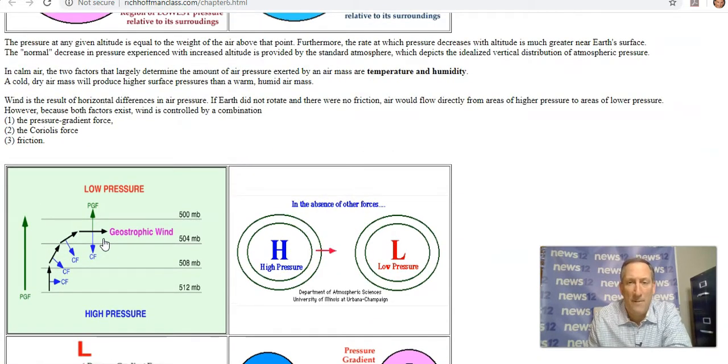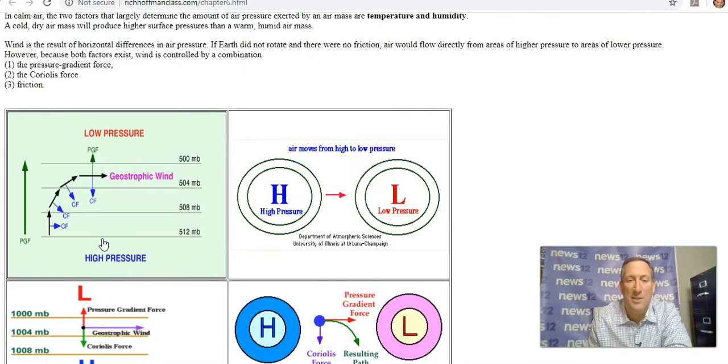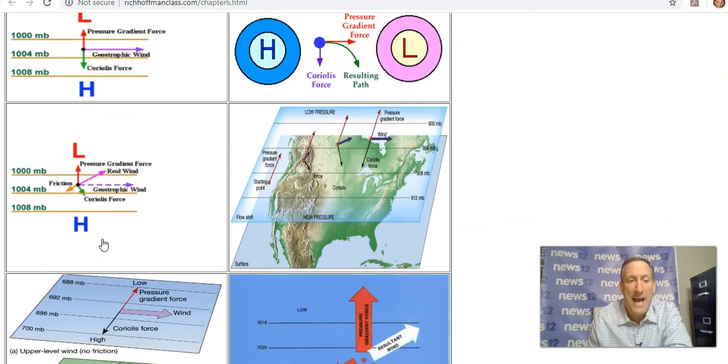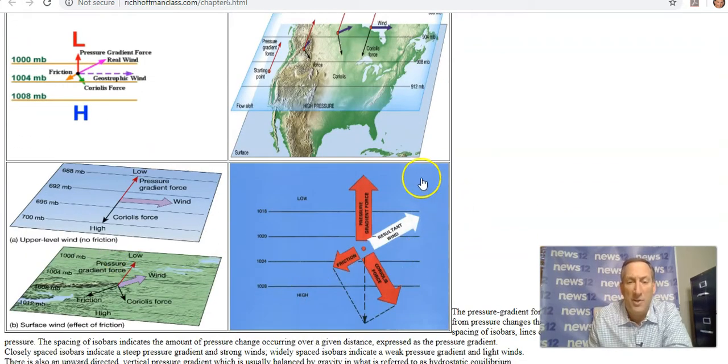And then at the surface, we have friction. And friction does two things. Friction will slow down the wind and also change its direction. So friction impacts its speed and direction at the surface. And what will happen is the resultant wind comes out like this. So there's the pressure gradient force, there's your friction, there's your Coriolis force.